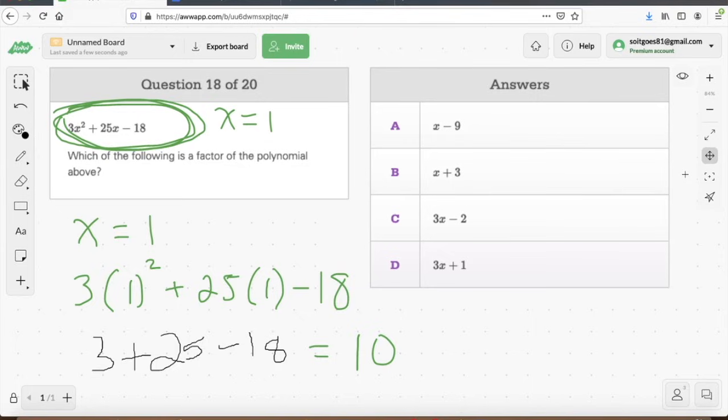So really, now we've turned this into an arithmetic question. We're saying which of the following is a factor of 10? That's all we're finding now. Which of the following answer choices is a factor of 10 when x is 1? Does that make some sense?